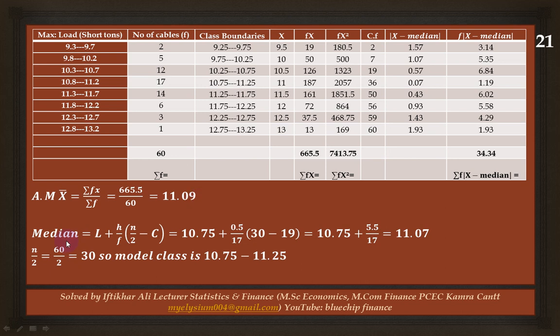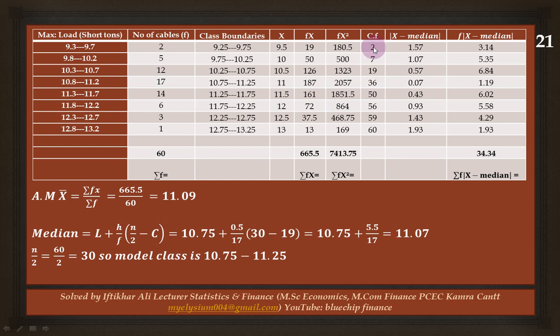Now we come to the median: L plus h over f times (n over 2 minus c). How can we locate the class in which we will solve the median? Simply calculate this portion, n by 2. N equals 60, and 60 divided by 2 is 30, and we will find 30 here in cumulative frequency. Cumulative frequency was already learned in the previous short question.